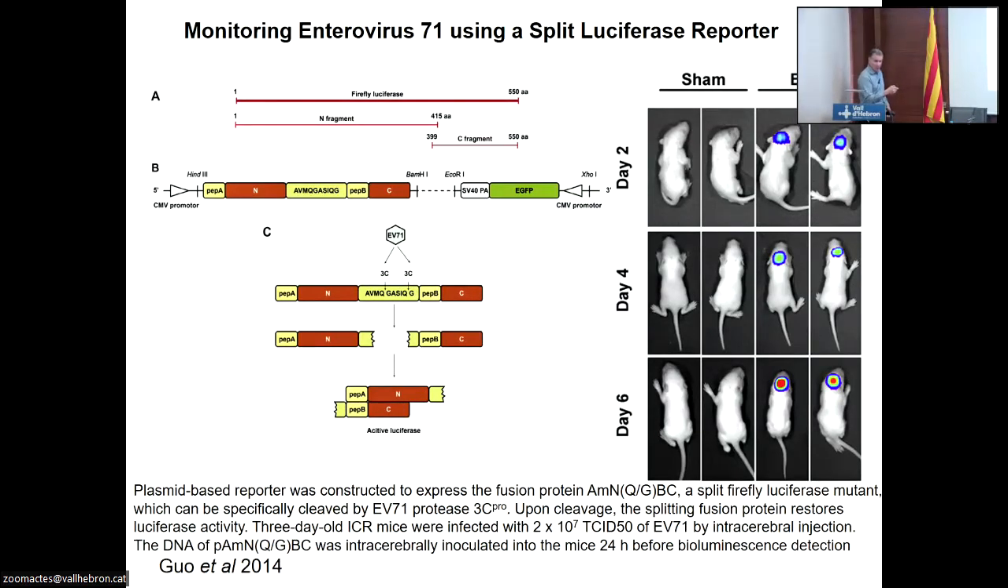And the nice thing about doing this is that you can do a stereotactic injection of this construct directly into the brain of the animal. And you can see that here, both the sham and then the infected animals. But only when the virus is present does it cleave the luciferase, and you get a functional luciferase.